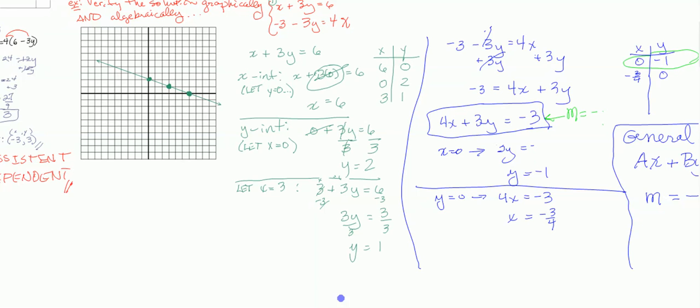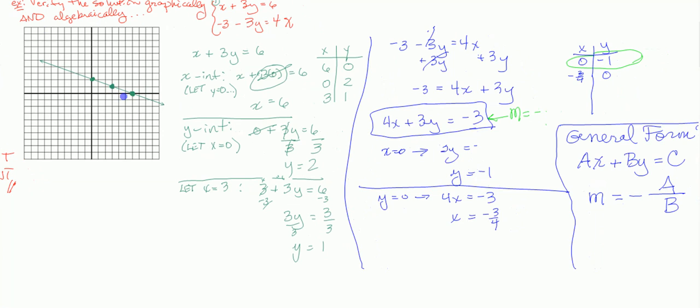Okay, let's get that over a little bit. There we go. So 0 left to right, down 1, right? There we go. Here's our point. And from there, we can rise over run. Remember that? So we're going to have negative 4/3. Okay, so we can keep the negative with the 4, or we can have 4 over negative 3. So you can put the negative on top or the bottom as long as you have one negative, okay?